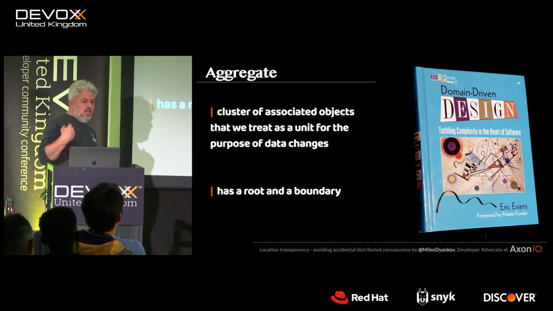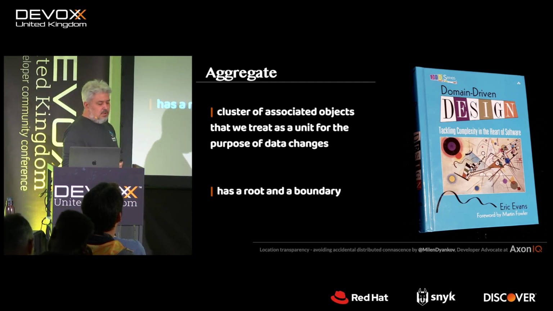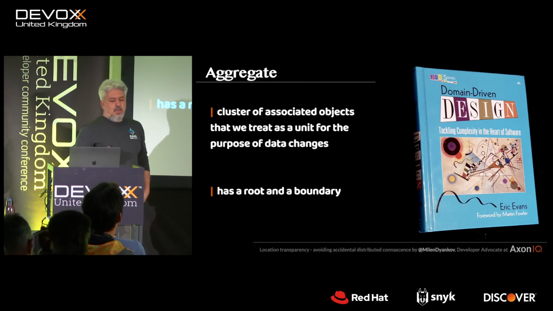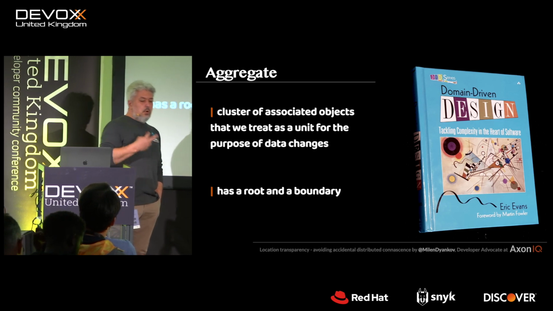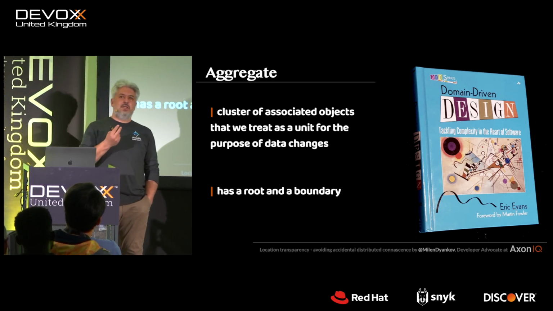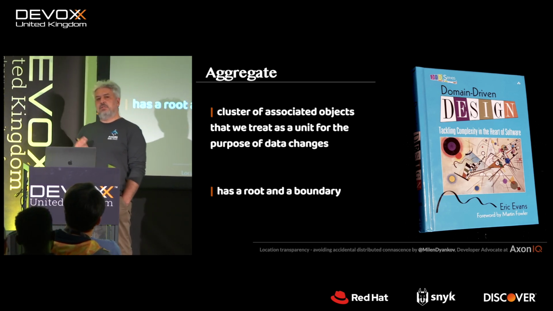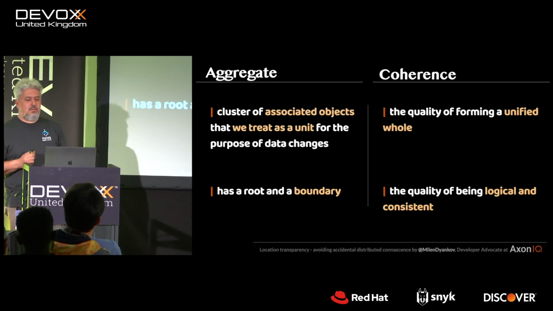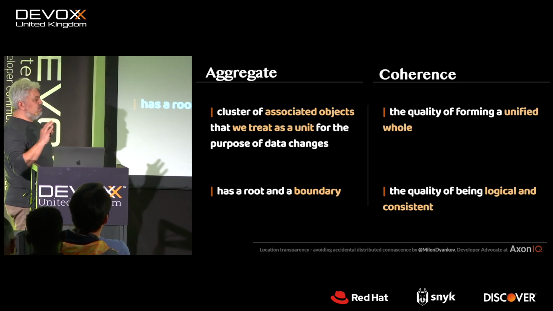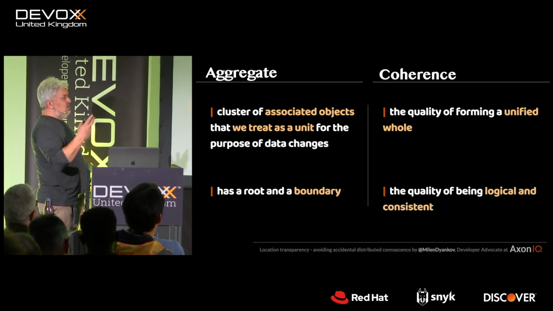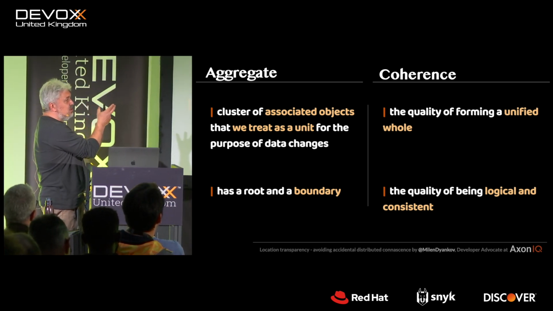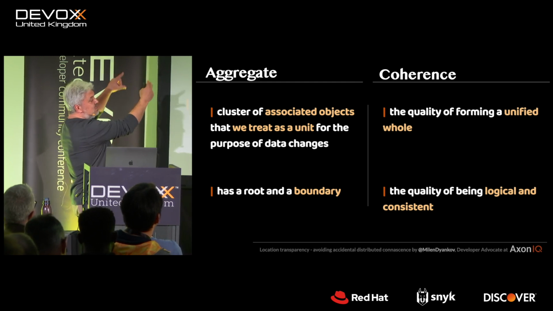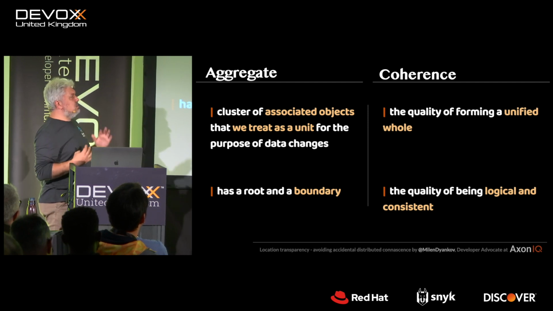So in Domain-Driven Design by Eric Evans, he defines a term called aggregate. And an aggregate is essentially a group of objects that are treated as a whole with respect to changes. Now, let's compare that with coherence. If you compare the definitions, you have associated objects here, things forming a unified whole over there, treated as a unit. There's quite a lot of similarity.